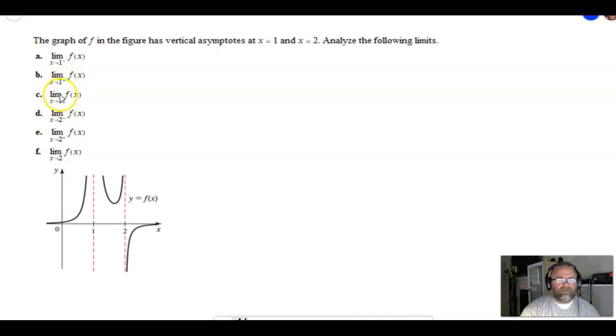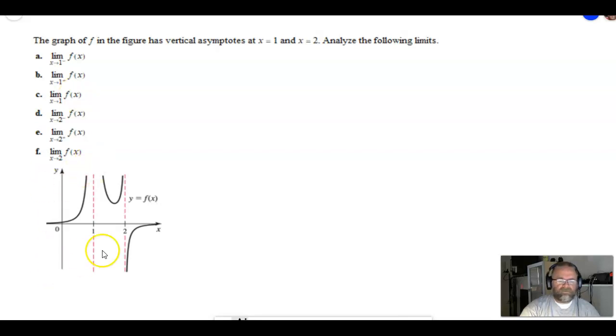This here is a two-sided limit. And then this is 2 from the left. That's a little minus there. This is 2 from the right. That's a little plus there. And then this would be the double-sided limit. So go ahead and pause it now. Try to write out what these would be or answer these limits. And then unpause and we'll go through the solution.